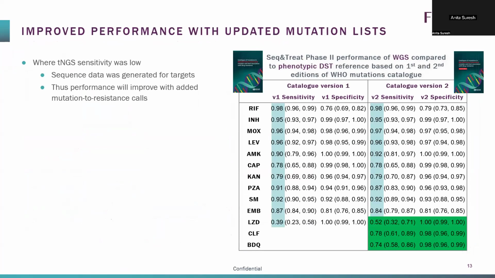We know that when the sensitivity is low in some of these products, sequence data is generated for these targets. Which means if the calls are actually made, then the performance can improve. The sensitivity would be higher. So I'm just showing you a comparison of the catalog version 1 and version 2. These are the sensitivity values.